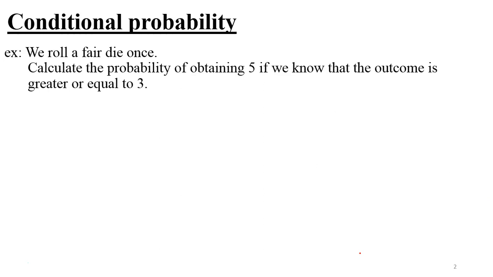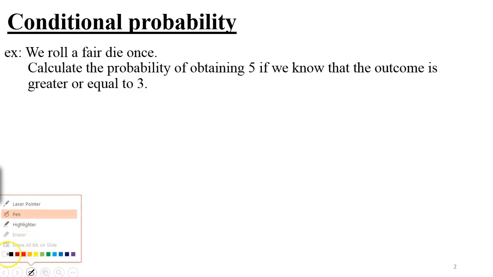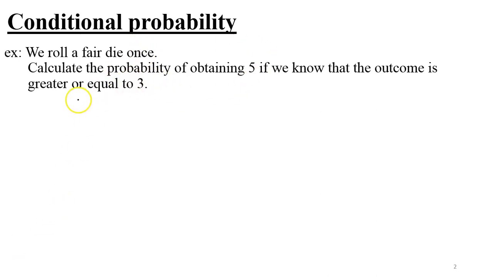Now let's just do a very simple example here. If we roll a fair die once, we need to calculate the probability of obtaining 5 if we know that the outcome is greater or equal to 3. Let's start by defining my events. If I define event A to be obtaining 5, and event B as the outcome is greater or equal to 3.